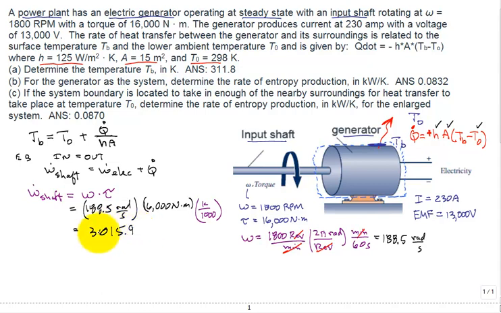3015.9 kilowatts. Okay, now we need to do the same thing for the electric power going out. W dot electric. Well, I know there's no three-phase, so this is kind of simplistic, with no phase shift or anything like that. It's just the voltage times the current.